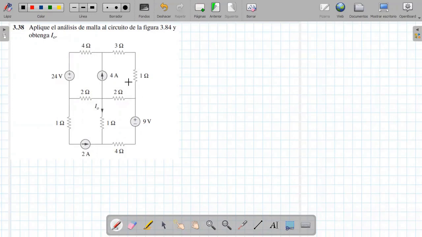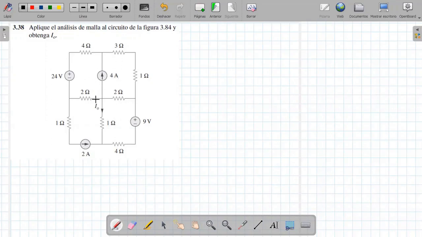OK. The first thing we're going to notice is that we have a current source inside two meshes. This is called a supermesh. It is something similar to the supernode. The supernode applies when there is a voltage source between two nodes. This is a current source between two meshes. Let's first apply a supermesh here.